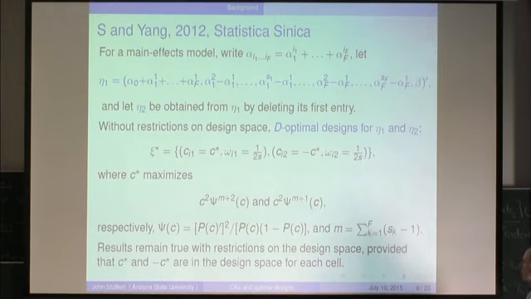Well, if you have a restriction on the design space, but it happens that C star and minus C star fall within the design region for each class, then these designs are, of course, also d-optimal. So it depends what the restrictions on the design regions are as to whether you could use these designs or not.